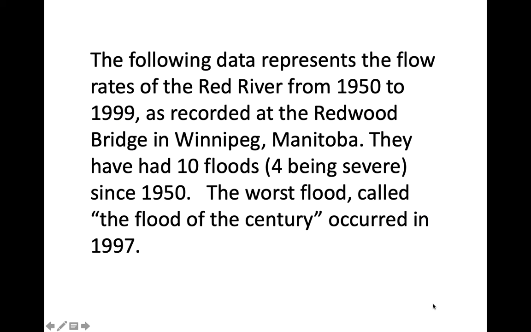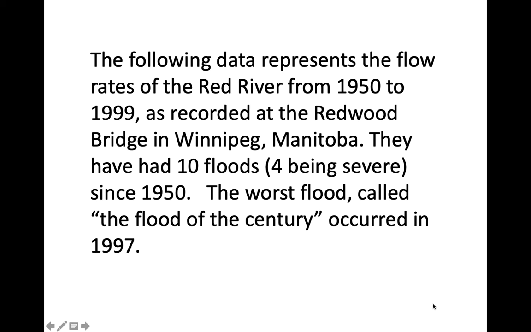So the data that we looked at represents the flow rates. In other words, how much water is flowing by a certain spot of the Red River. It's from 1950 to 1999, so basically a 50-year sample. It's recorded at the Redwood Bridge in Winnipeg, Manitoba, and they must have some instrument that can actually measure how much water is flowing at a given time.